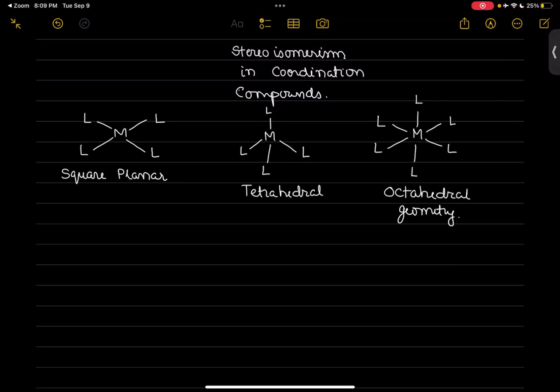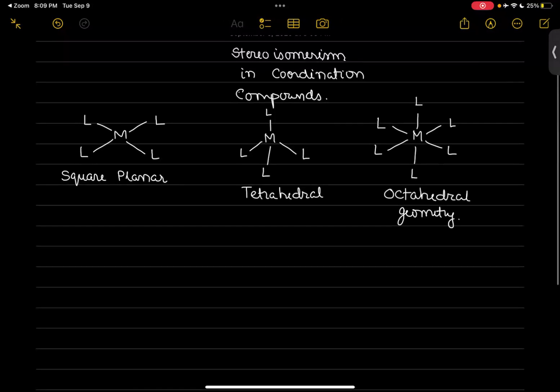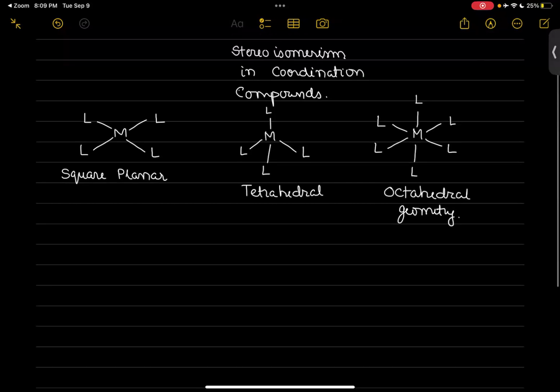So in stereoisomerism, we have two kinds of stereoisomers. One is the geometrical isomers and another one is the optical isomers. So how many different kinds of geometrical isomers are there? Any idea about it? What do you mean by stereoisomers? First of all, tell me that. Aisha, Marwa, Jasleen, am I audible? Yes, sir.